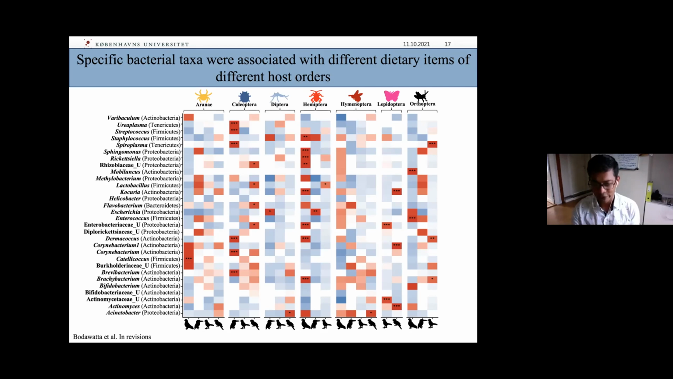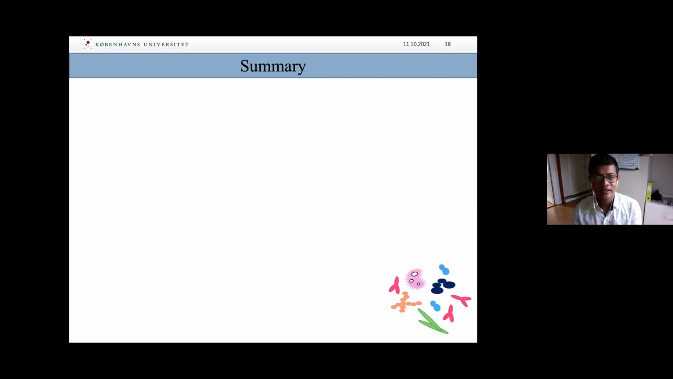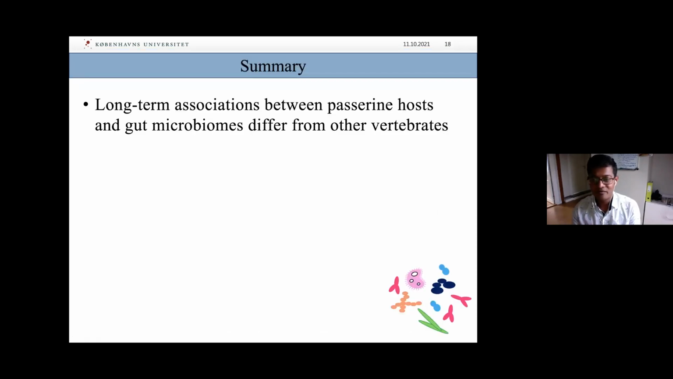where we see that only certain bacterial taxa are associated with certain dietary items, and these associations differ between host orders. So in summary, what we find in my work is that the long-term associations between passerine hosts and their gut microbiomes differ from other vertebrates, particularly from mammals, where we don't see a strong influence of the host phylogeny on structuring these microbiomes.